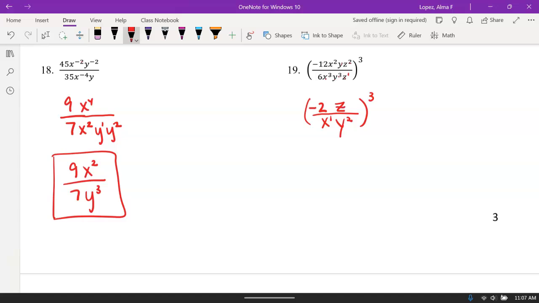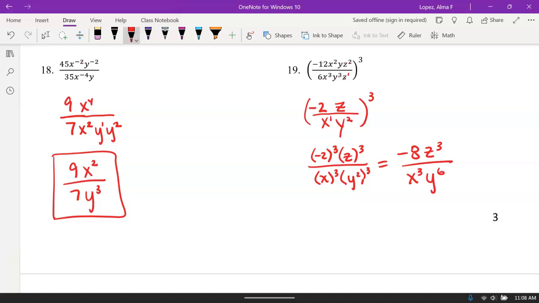And then our last step is going to be to raise everything to the 3rd power. We have negative 2 to the 3rd. We have z to the 3rd, x to the 3rd, and y squared to the 3rd. So we're going to end up with a negative 8, a z to the 3rd, an x to the third, and a y to the, that's a power rule, 6.